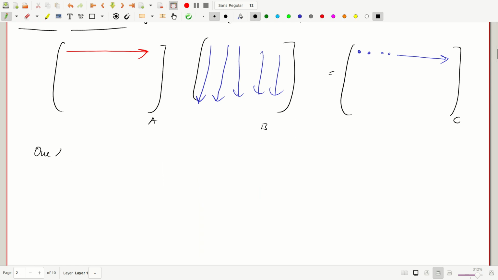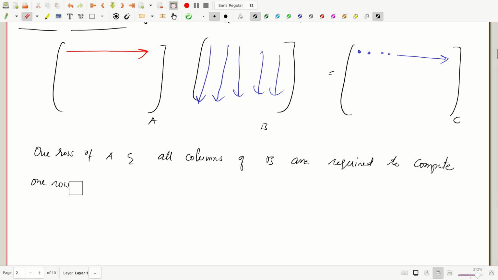So one row of A and all columns of B are required to compute one row of C, right? So essentially that is the idea here.